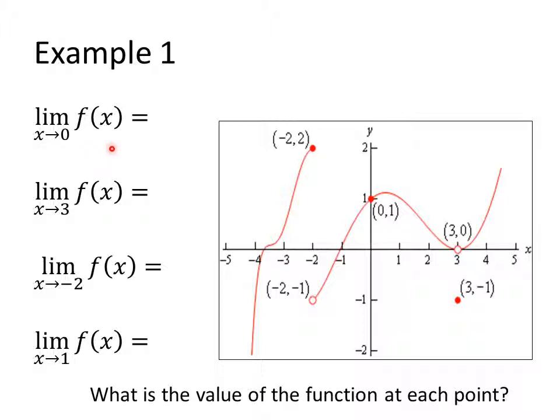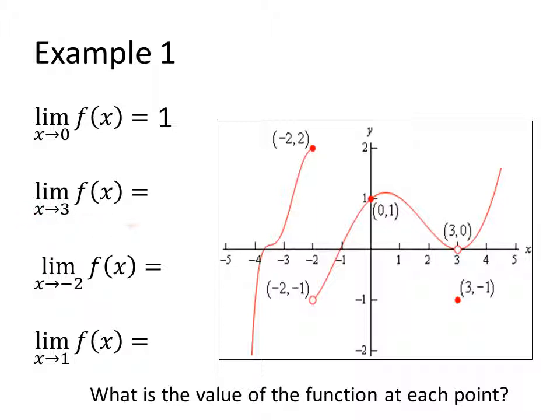The first one is asking us to find the limit as x approaches 0. So we're going to look at what's happening around x equals 0. From the left, it looks like the function is heading towards 1 as we get closer to 0, and from the right, it looks like the function is heading also towards 1. So therefore, the limit as x approaches 0 of this function is 1.